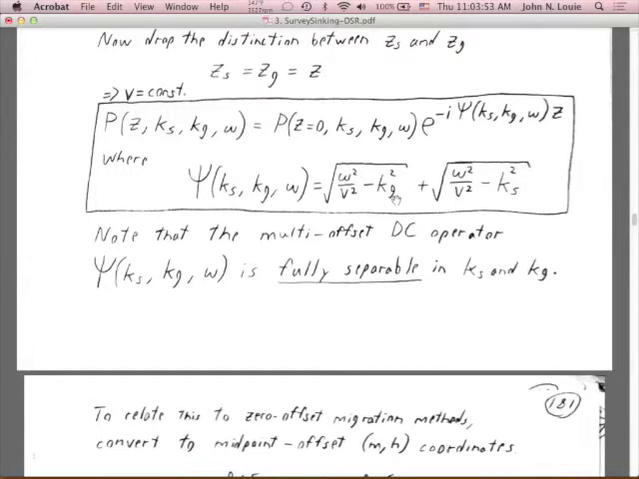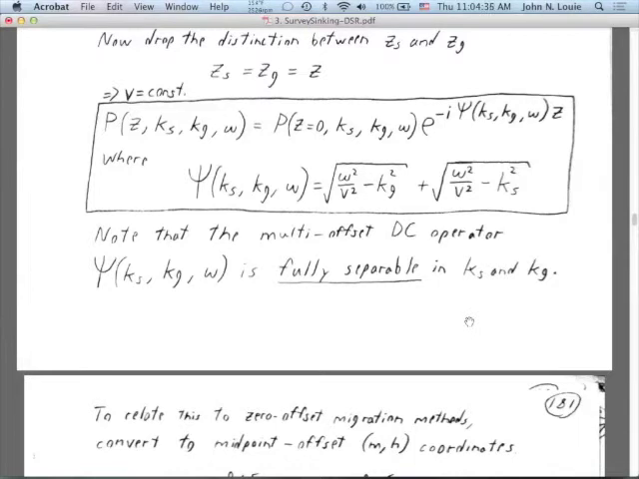omega squared over v squared minus kg squared, okay, which is the receiver side: how do the waves slope versus your array of receivers. And the second square root is omega squared over v squared minus ks squared, which is how the waves slope with respect to the source positions, your array of sources, because for a multi-offset survey you've got an array of receivers and you have an array of sources. Now of course they're all overlapping, but we have them on separate axes.